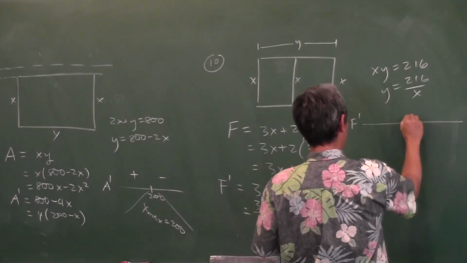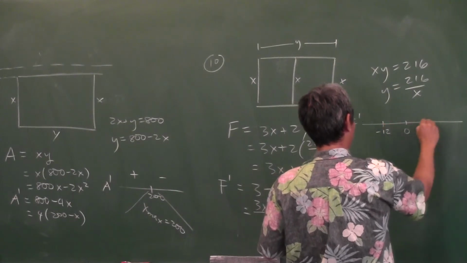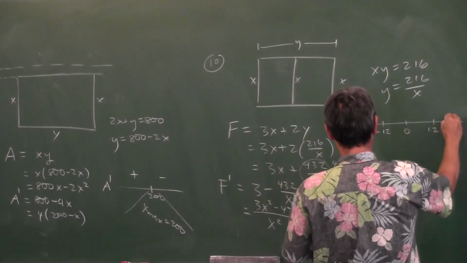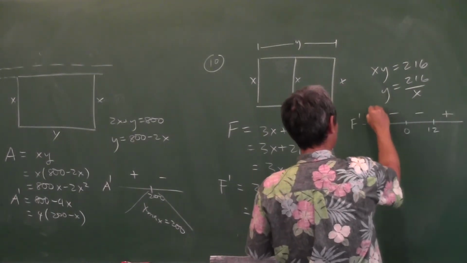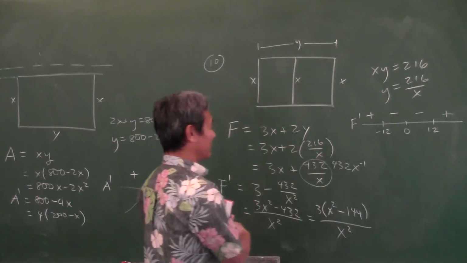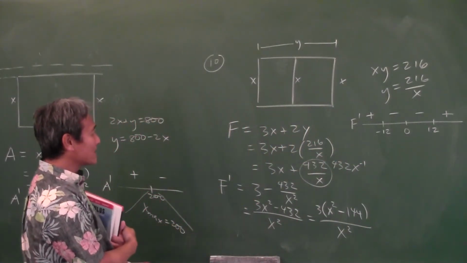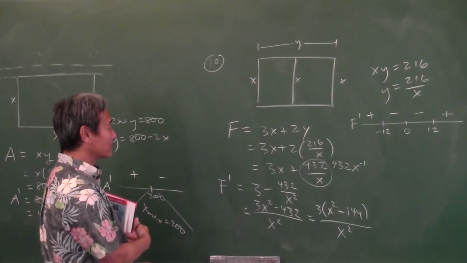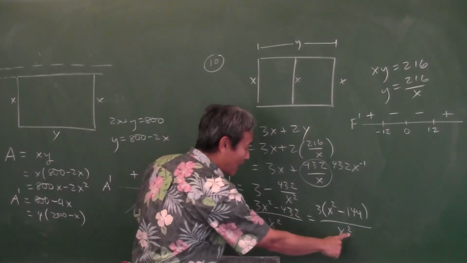What goes on the number line? 0 and plus or minus 12. Okay, and then it's going to go plus, minus, minus, plus. I'm just saving time there. What? How come you get 2 minuses around the 0? Because it's got an even power, fool.